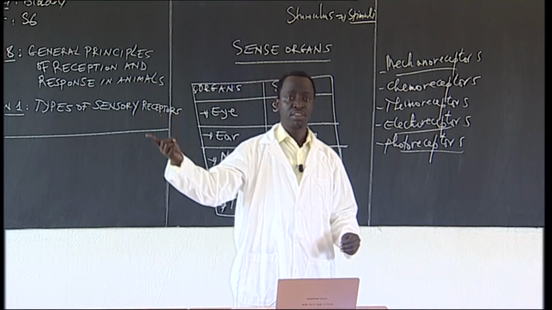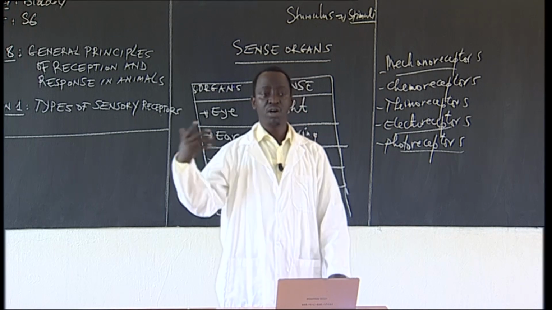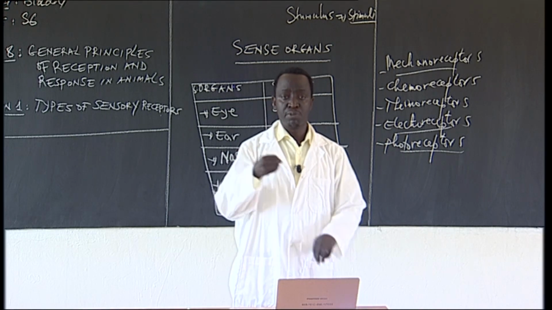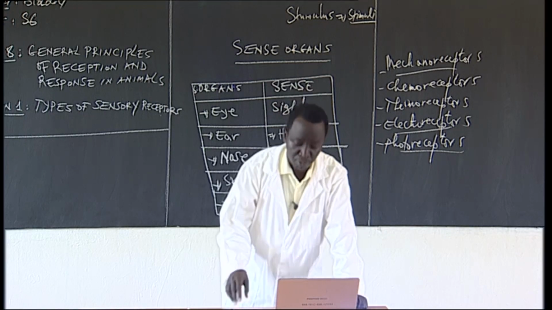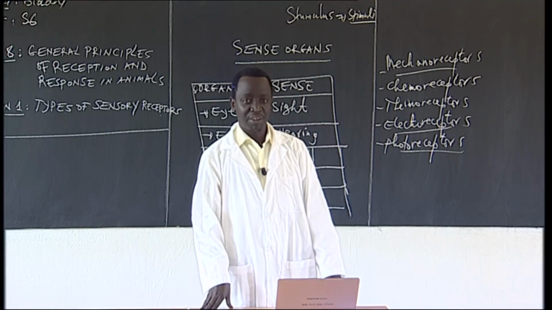When the source is the outside, that one is called exteroreceptors. When it is inside, that one is called interoreceptors. When it is between the joints, that one is called proprioceptors. Those are the types of receptors that you have seen today.